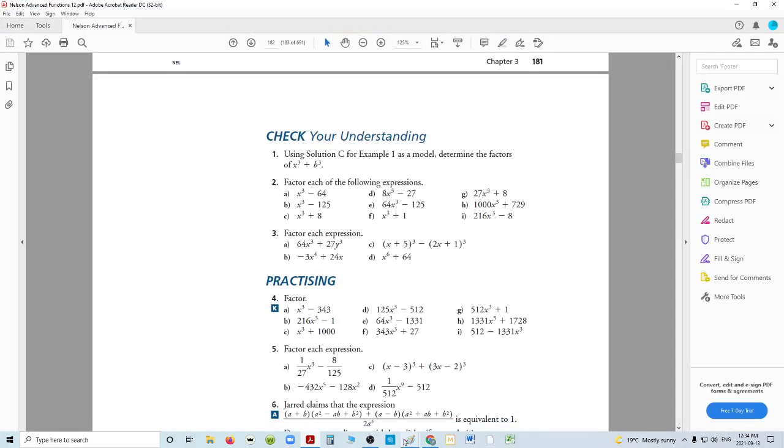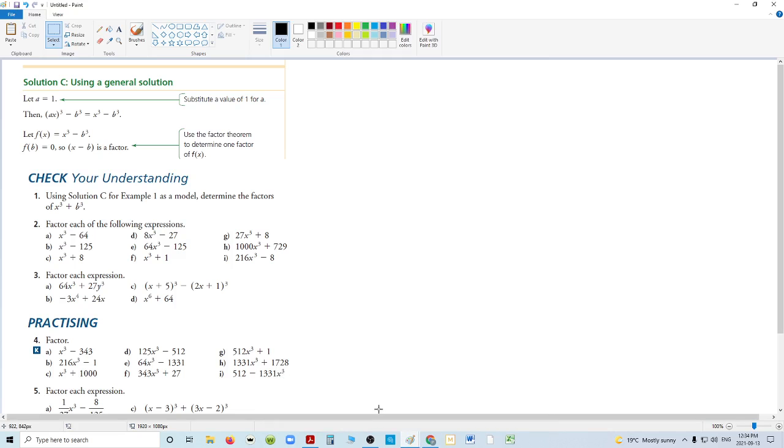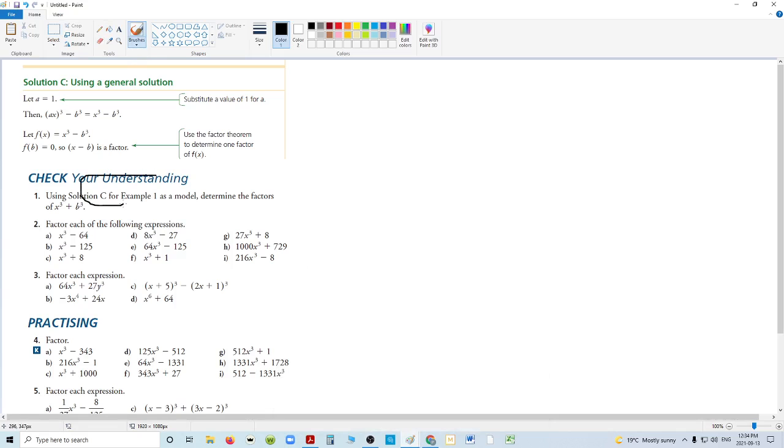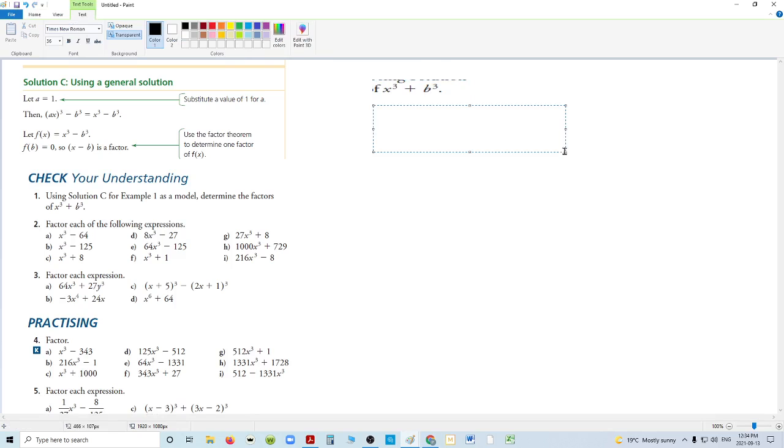So I'm going to go on to the first questions. And the first question says, using solution C, which just made a 1, determine the factors of this. So in this case, you just assume that the number in front of x is 1, and you're using your factor theorem to know that, okay, according to example C in the book, x plus b is a root, therefore x plus b is a factor, there minus b is a root.